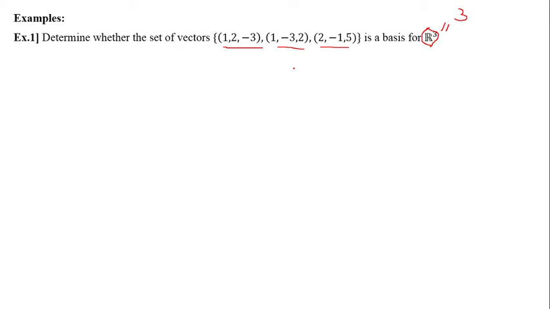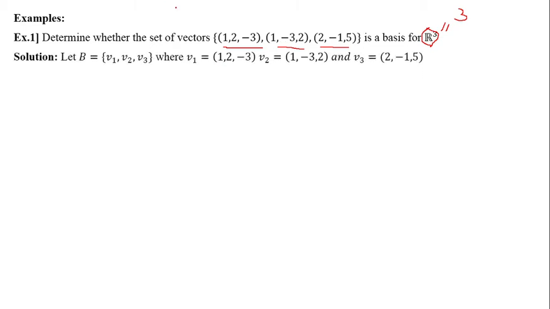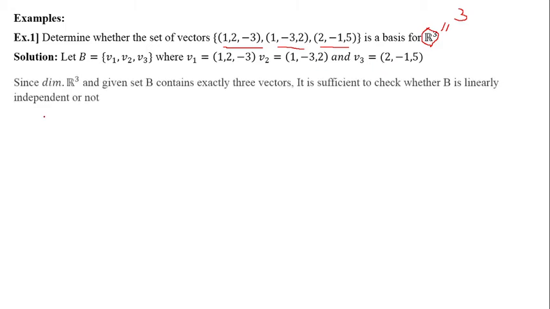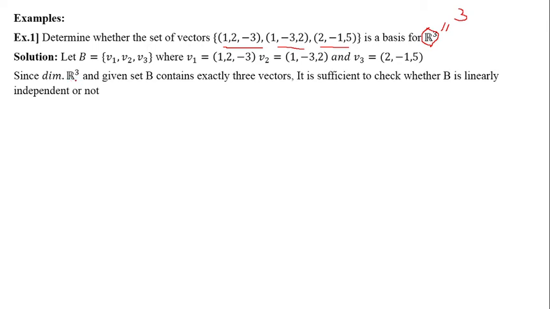But to show that a given set spans a given vector space is quite difficult. It is easy to check whether a given set is linearly independent or not. So you can rename these vectors: V1 is the ordered triplet (1, 2, -3), V2 is (1, -3, 2), V3 is (2, -1, 5). Now since the dimension of R3, here I forgot to give the dimension.